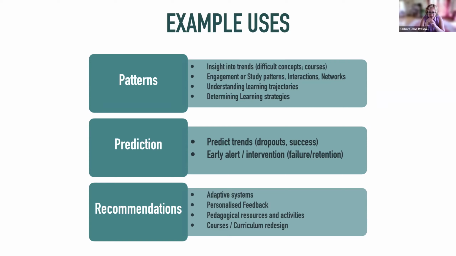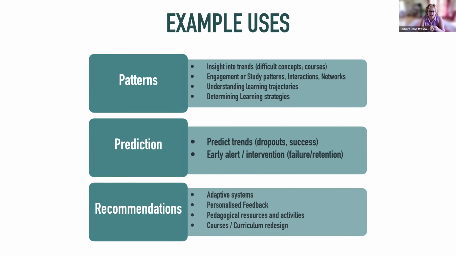We can do predictions. We can predict things like dropouts or what successful students are doing, and we can look for early alert systems where you could flag some students that are on their way to failing something and do some kind of interventions based on those predictions, trying to keep students engaged in learning or involved in courses, not dropping out, etc.